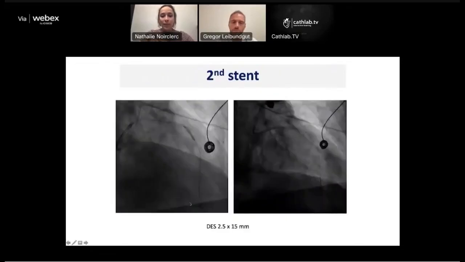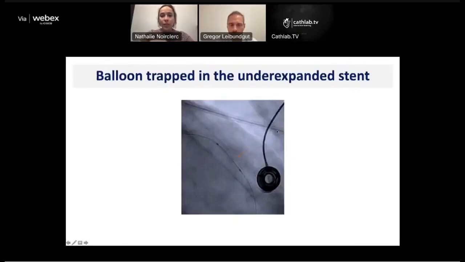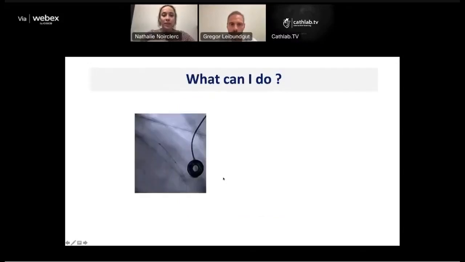Oops. And what happened there is that when I deflated, the balloon was trapped in the under-expanded stent. So I couldn't retrieve it. It was much more calcified than what I saw. So at this stage, what can I do? You can see the options if you click.